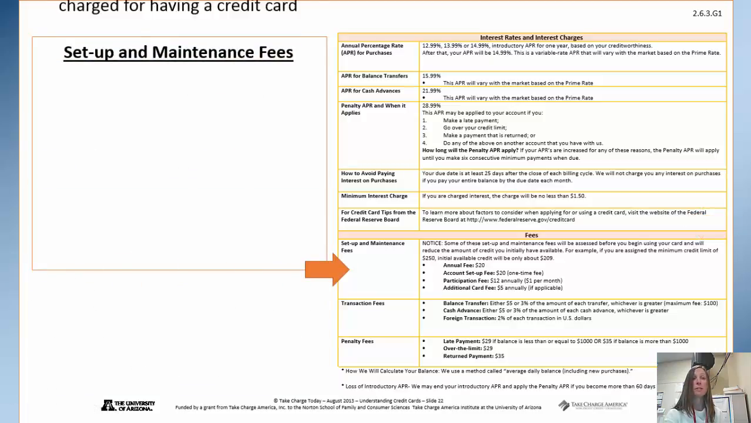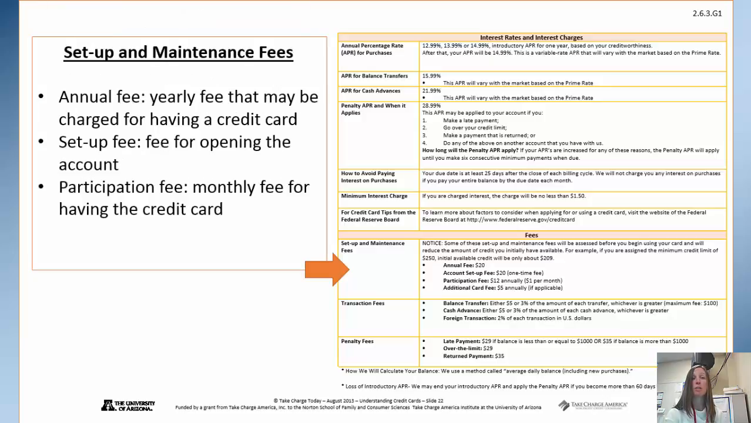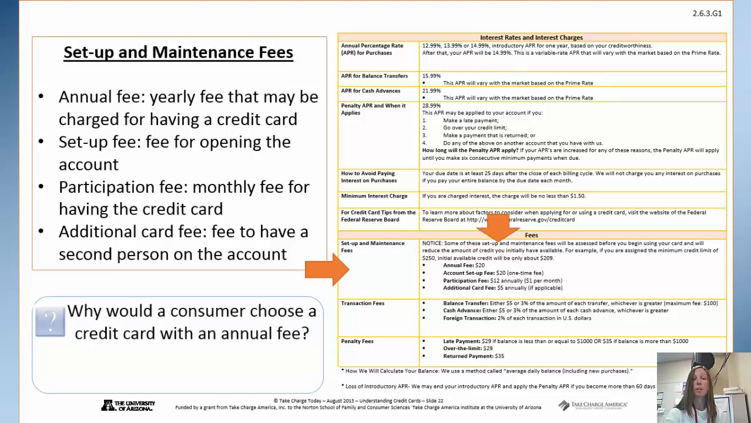So let's look at the fees now. Setup and maintenance fees. There's an annual fee, which is a yearly fee for having a credit card, a setup fee for opening the account, participation fee, which is a monthly fee for having the card, and additional card fee, which is a fee to have a second person on the account. So you might not have fees for any of these. It might be 0 for all of them when you go to look at your Schumer box for your credit card, but it could be higher.